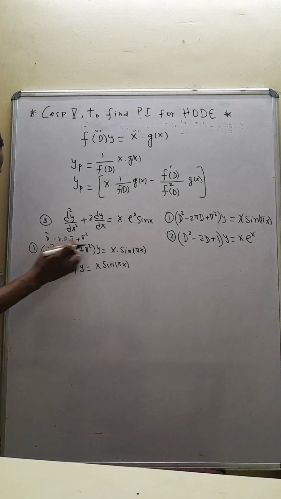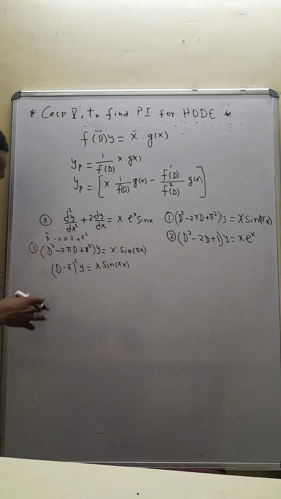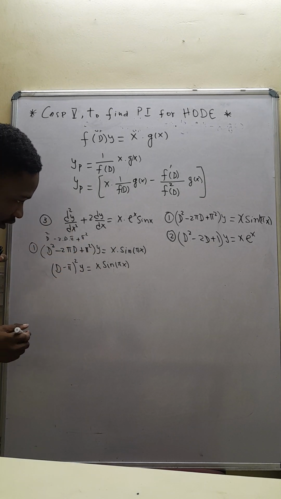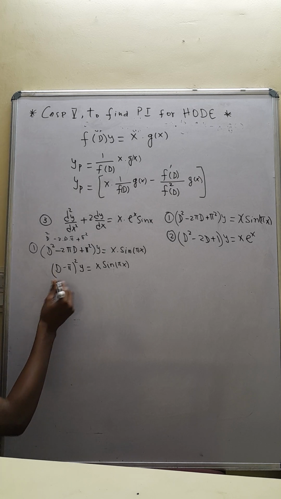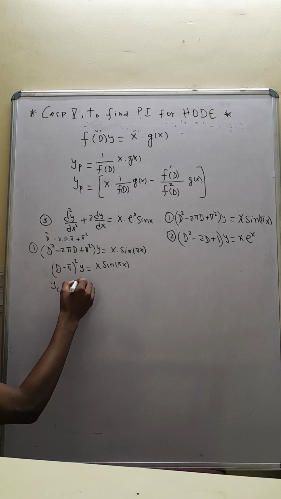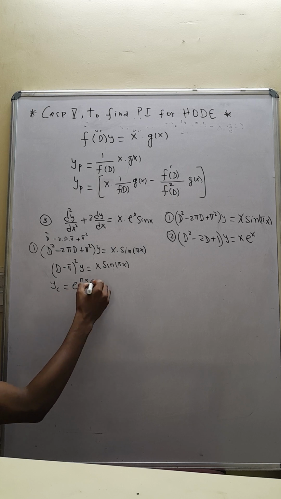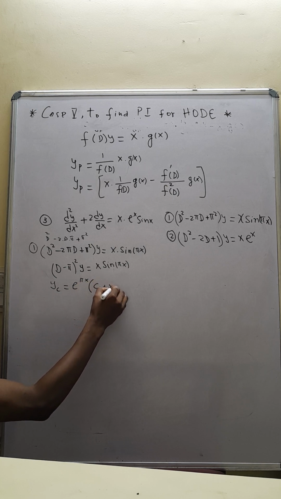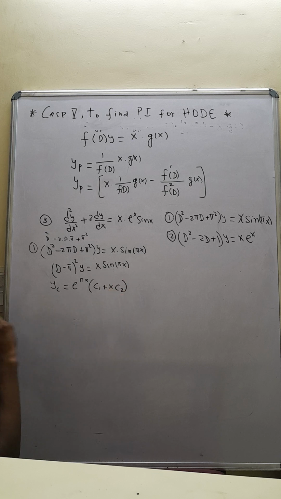Surely you can also apply the normal formula for a second degree equation, and that's fine. So here yc, as this has the same root pi repeated, will be e raised to pi x, times c1 plus x c2.